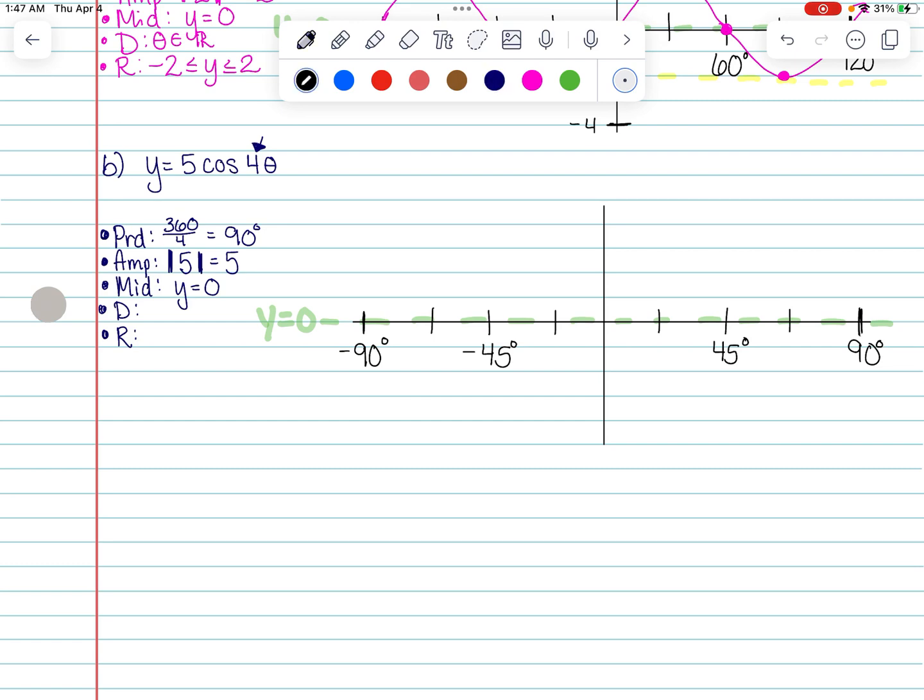So I graph that line. Five doubled is 10. 10 above and below the midline. If the midline's at 0, 10 above that's 10. 10 below that is negative 10. I do this in order to get a good view of my entire graph, as well as a little bit of room above and below it, which is going to be important later. Now, for the graph itself, cosine.